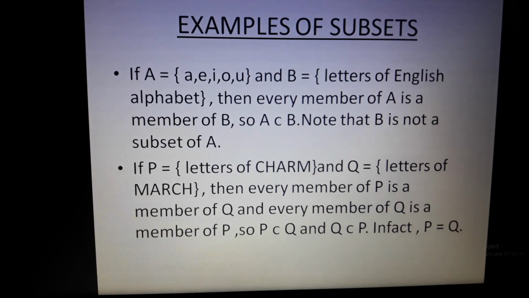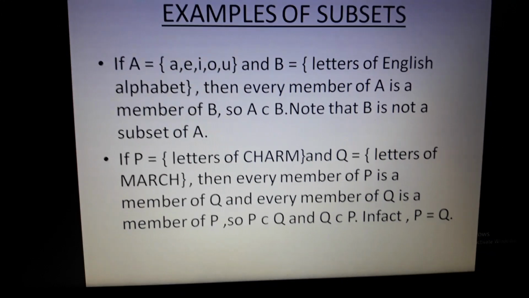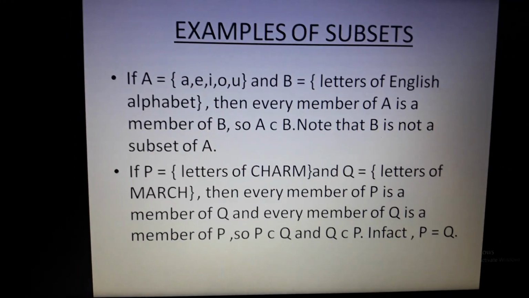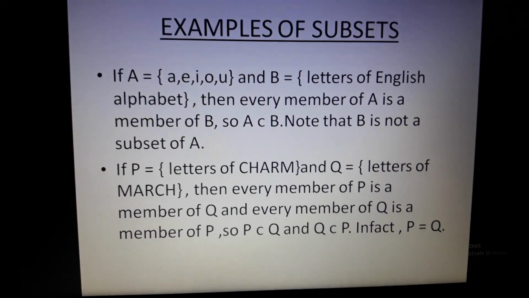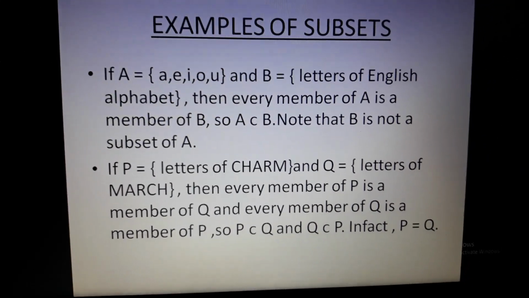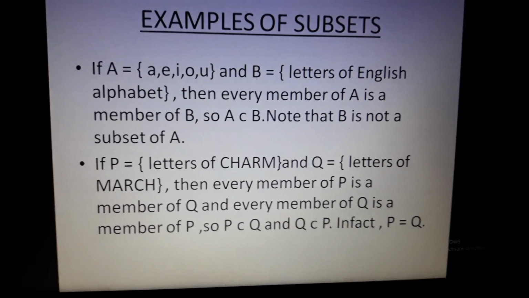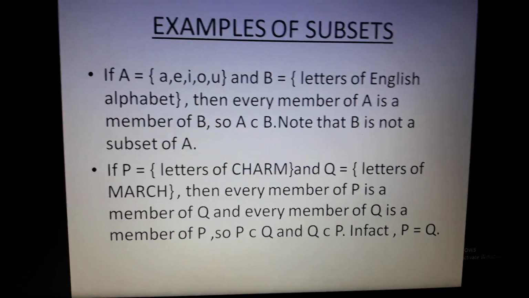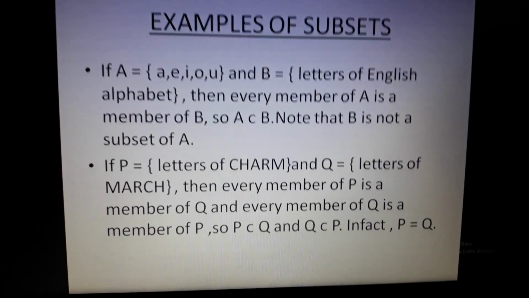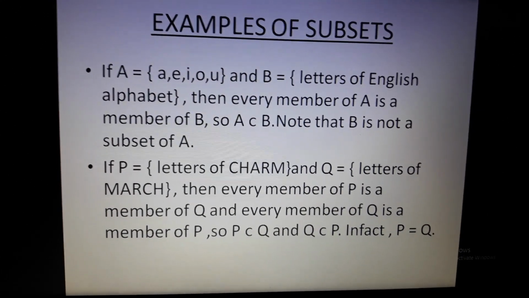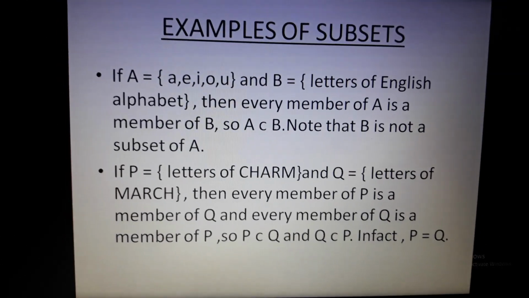If P equals the letters of the word charm and Q equals the letters of the word march, then every member of P is a member of Q and every member of Q is a member of P. So we say that P is a subset of Q and Q is a subset of P. In fact, P equals Q in this case, because if you write P in roster form, you will get the same elements as the elements of the set Q. So P equals Q, or you can say that P is a subset of Q and Q is a subset of P.